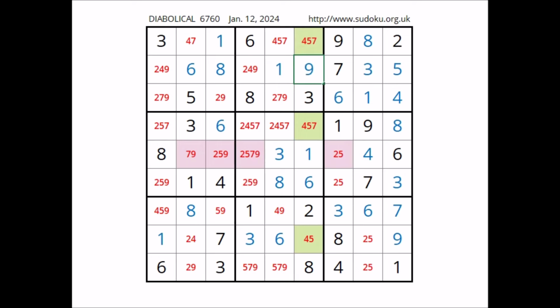We have 9 here, in this place cannot be 9, 2 and 7 here. In this place cannot be 9, 2 and 4 here. Look, we have 9 in the row, in this place cannot be 9, in this place 2 and 4 are the options. 2 and 4, the options of this place.